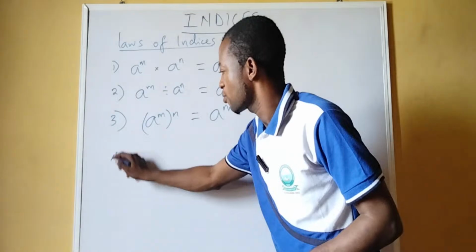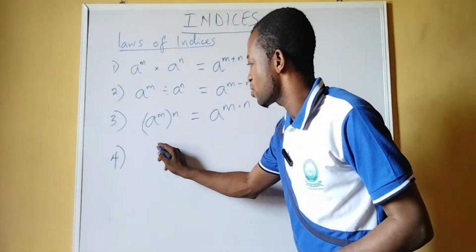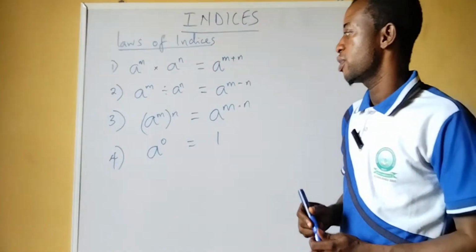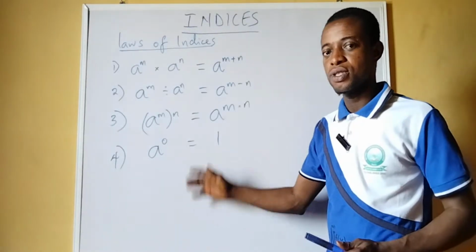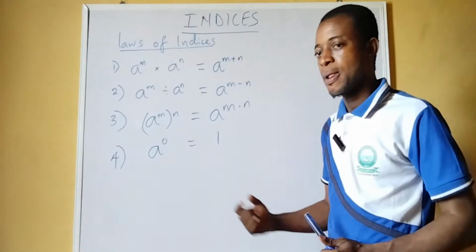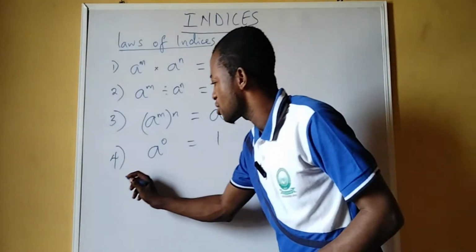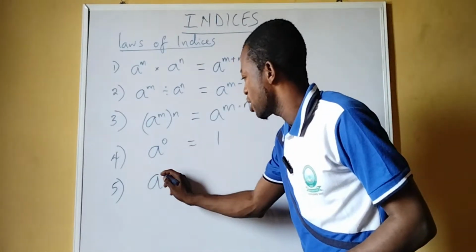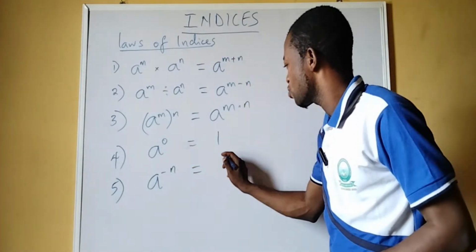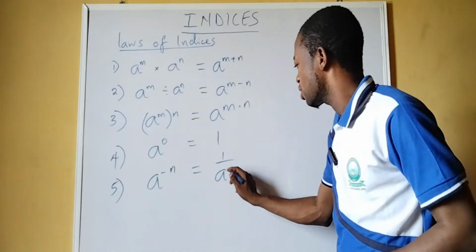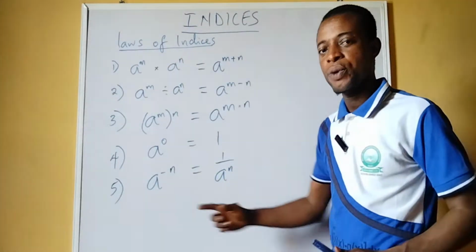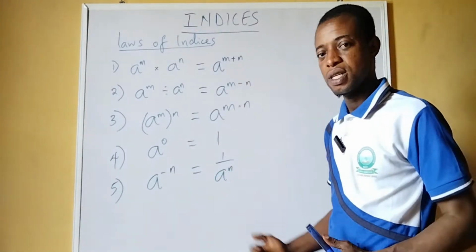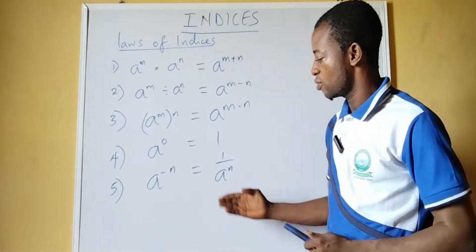Then also, any number to power 0, a raised to power 0, is equal to 1. Whenever we have a number and that number is raised to power 0, the result is 1. And what else do we have? Negative index. When we have a raised to power minus n, this is equal to 1 over a raised to power n. That is, whenever we have a negative index, we turn it to 1 over. That's like the reciprocal of what we have.